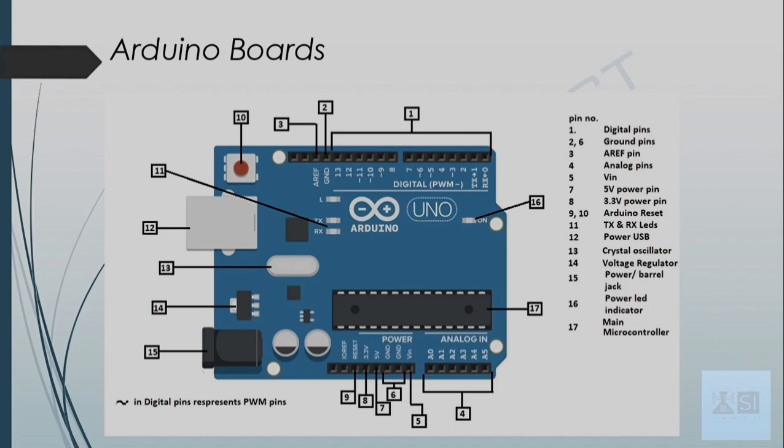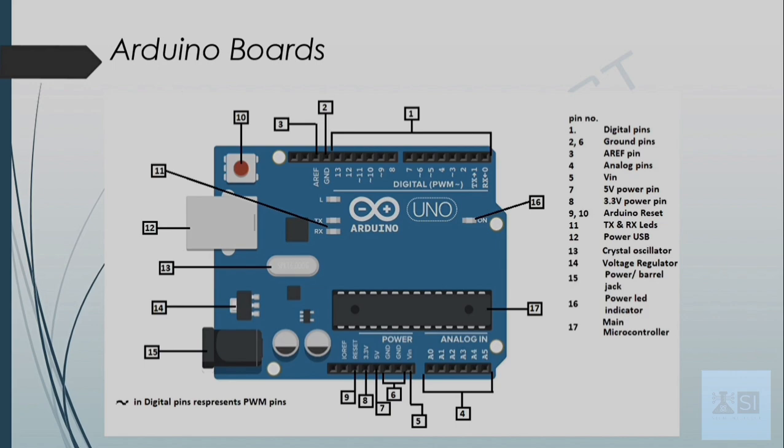Pin number 7 is used to give a power supply of 5 volts to the components as well as to the microcontroller. The pin marked as 8 gives a supply of 3.3 volts output. And the pin marked as 9 is used to reset the microcontroller by using an external button. So an external button can be connected and we can reset it accordingly.